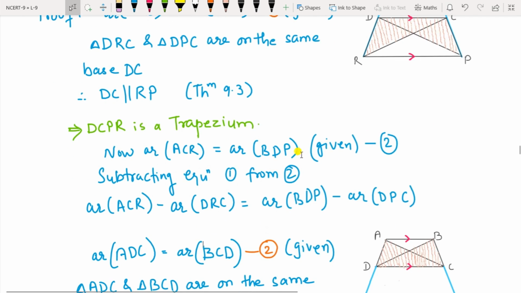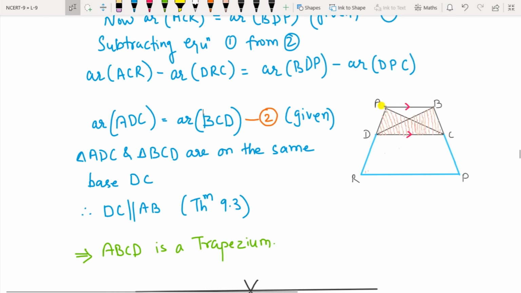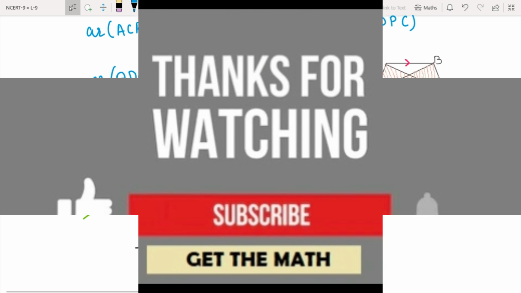Now the full triangle ACR is given equal to BDP here. So subtract equation 1 from 2 here. So you will get ADC will be equal to BCD, that is equation number 2. Now since these two triangles are equal in area here and they lie on the same base CD, therefore AB will be parallel to CD here, or DC will be parallel to AB, that is also from theorem 9.3. And since here also the opposite sides are parallel to each other, therefore ABCD is a trapezium. So this was your question number 16.